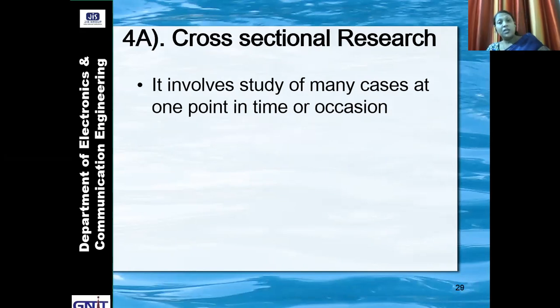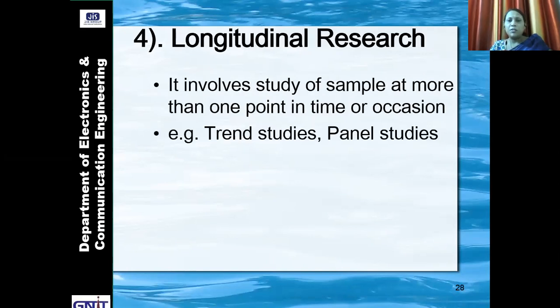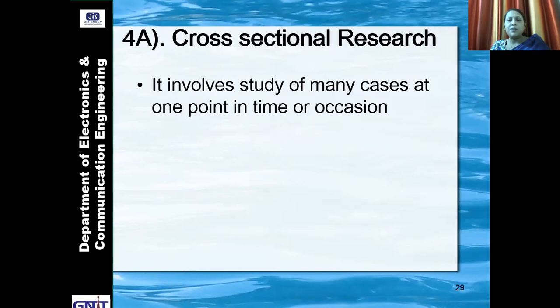Now cross-sectional research. So what is cross-sectional research? It involves study of many cases at one point in time or occasion. So that is just the reverse of longitudinal research. Longitudinal research means you take a sample at different time intervals. But in cross-sectional research, at one point of time, you have to study many samples, many cases.